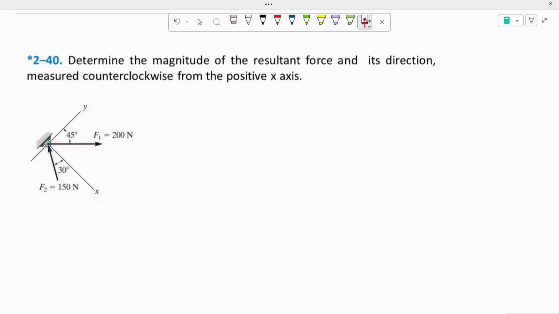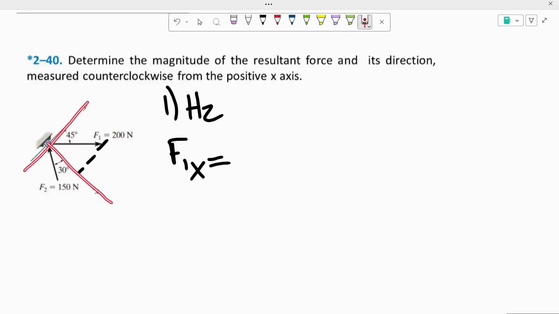So to start this problem off, what I like doing is finding the horizontal and vertical components of each force. So I'm going to start off by finding the horizontal components of each of them. So F of 1 of x. To start off, I like drawing a triangle like that. This is our y-axis, this is our x-axis, so they make a 90-degree angle. And since we know that this angle right here is 45, this angle right here is also going to be 45 degrees.